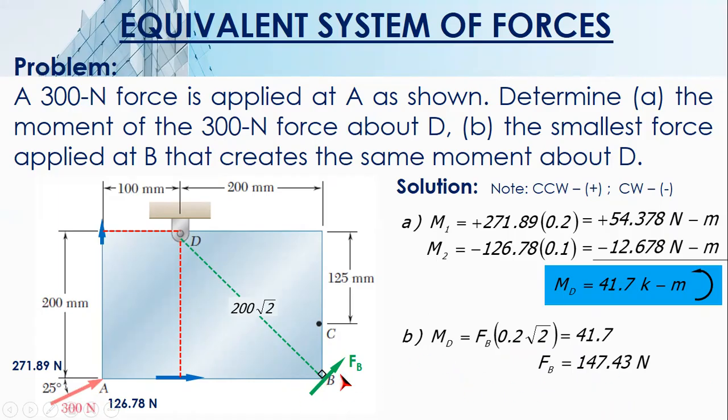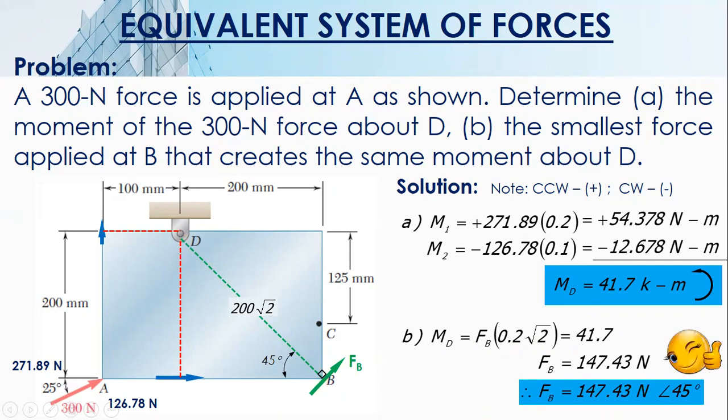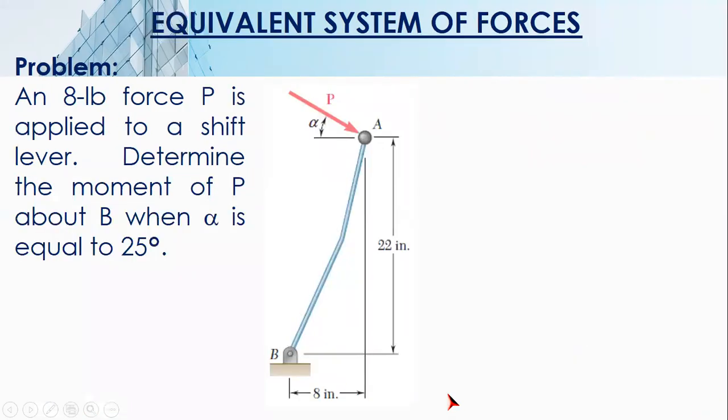Ang direction niya, 45 degrees because 45 man eh. 200 over 200, 45. So, ang direction sa FB, 45 degrees. Mao ni ang answer sa letter B. Smallest force niya. Nga ang moment niya, same effect sa A rin. 45 ba? 45, 90, so 45. Okay.